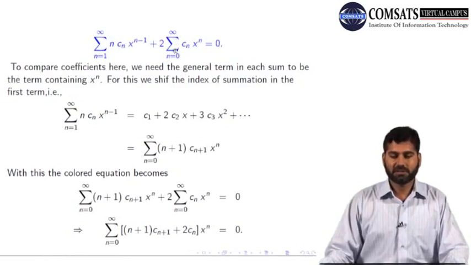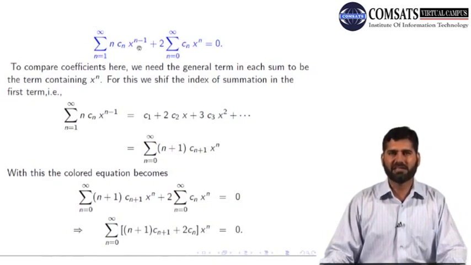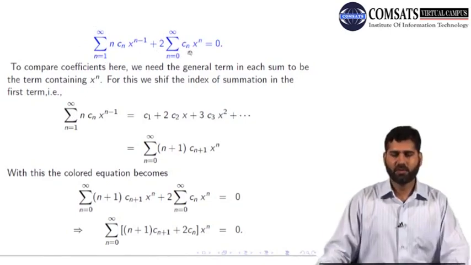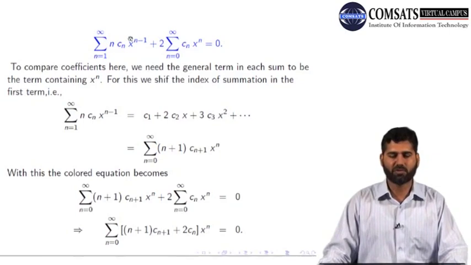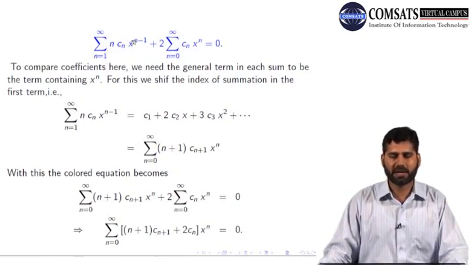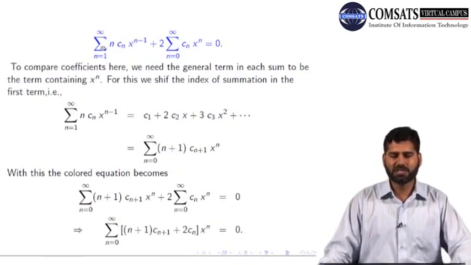Now, the problem is, here we have x to the power n, here we have x to the power n minus 1. Similarly, n goes from 0 to infinity, this n goes from 1 to infinity. So how can I combine these two expressions? Because we have different powers of x and different summation here, we cannot combine them right now. To compare coefficients, we need the general term in each sum to be the term containing x to the power n. So what we do is we shift the index of the summation in this term.